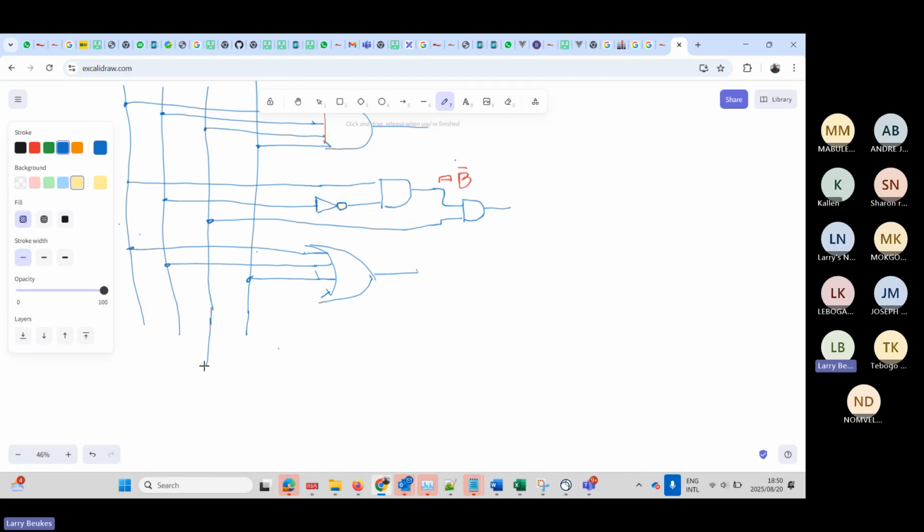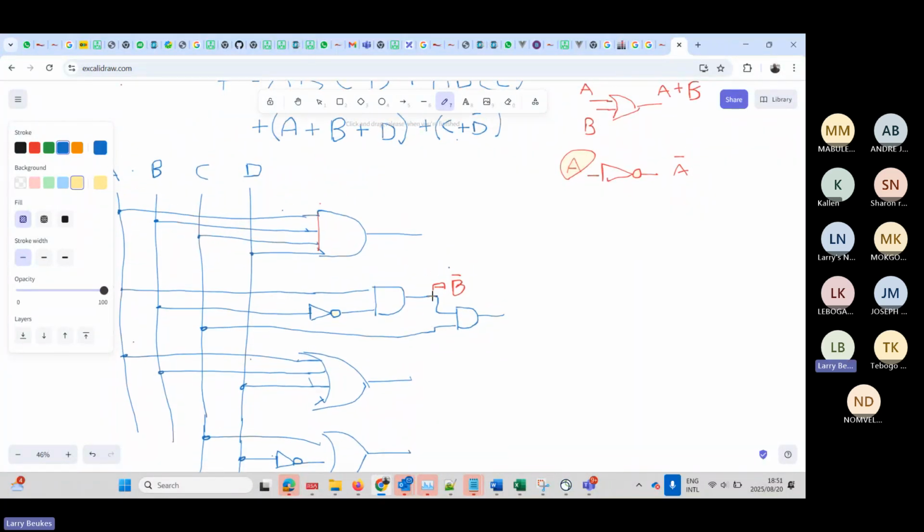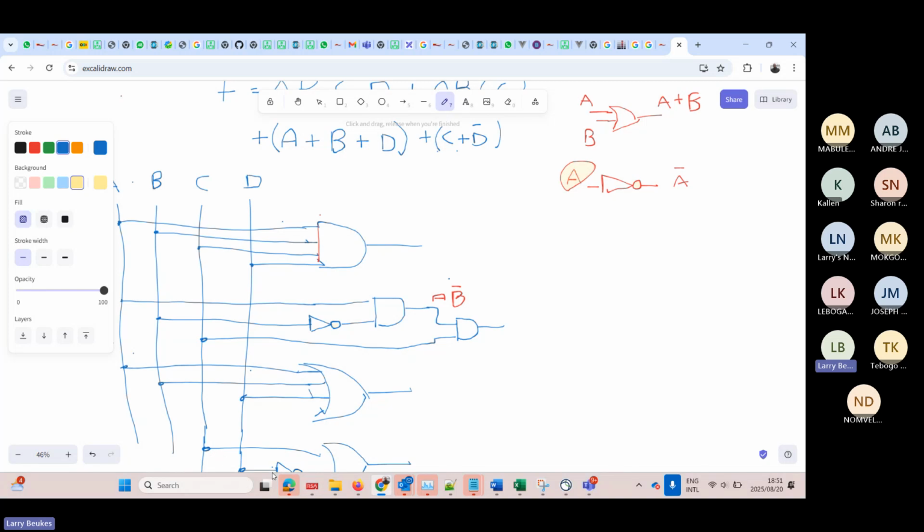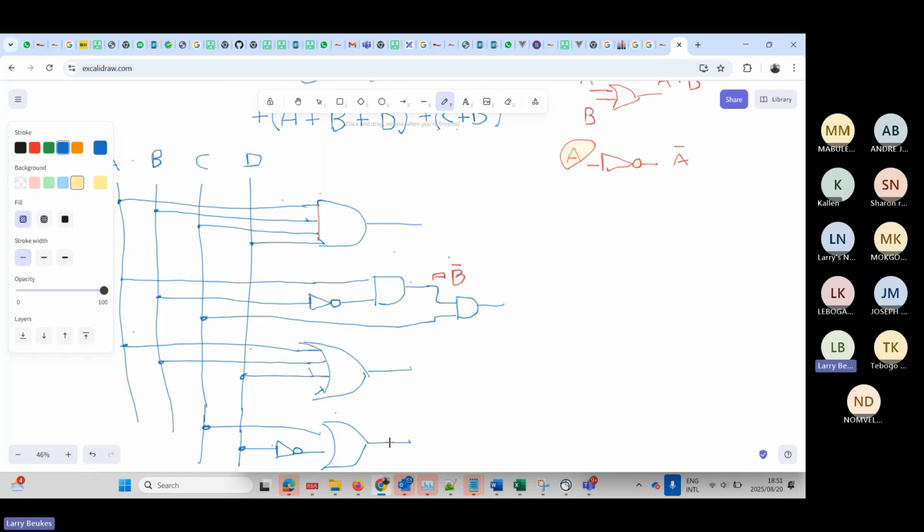So we take C, D, we need to invert the D. Into an OR gate. It is C, here's C going, D changes into a D not, and then after that, we OR them together.